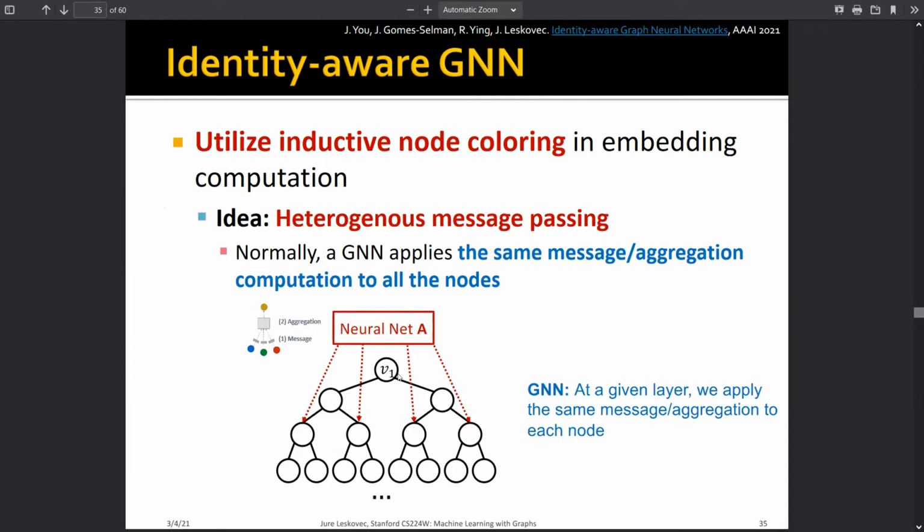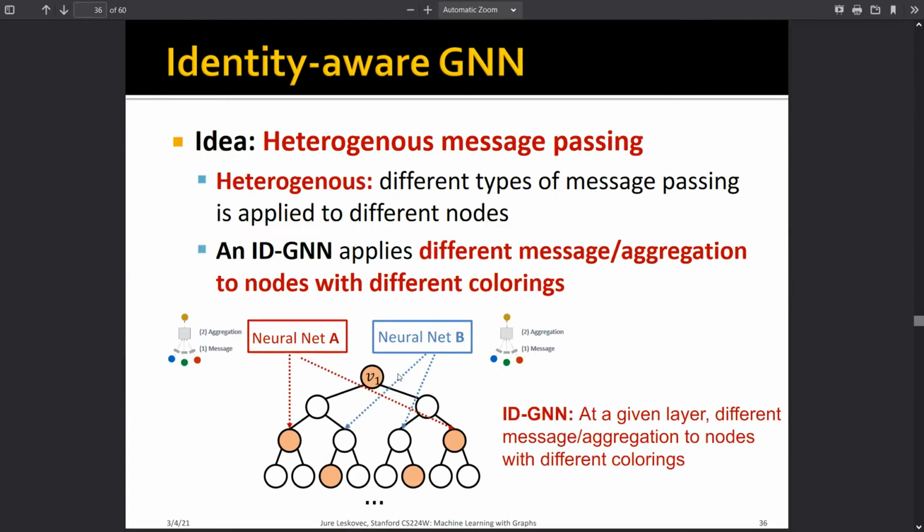Yeah, so this is how you do the heterogeneous message passing. Okay. Same message aggregation to each node. Okay, can you go to the next one? Okay. Now different colors. Okay, so the idea is that you just have some different aggregation for nodes with different color. So maybe he'll tell you what the aggregation is next slide. Maybe.